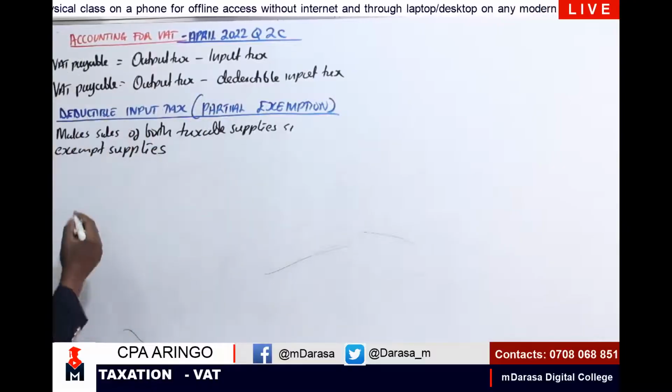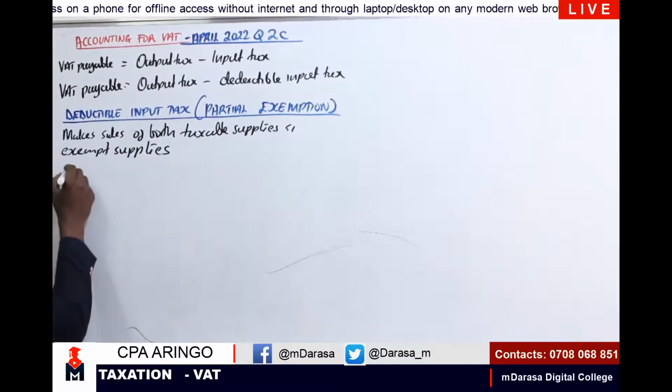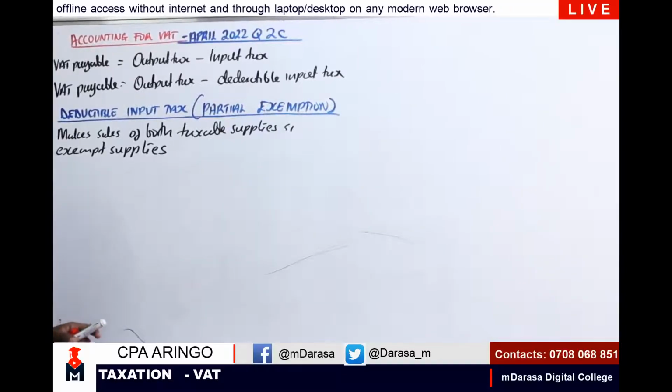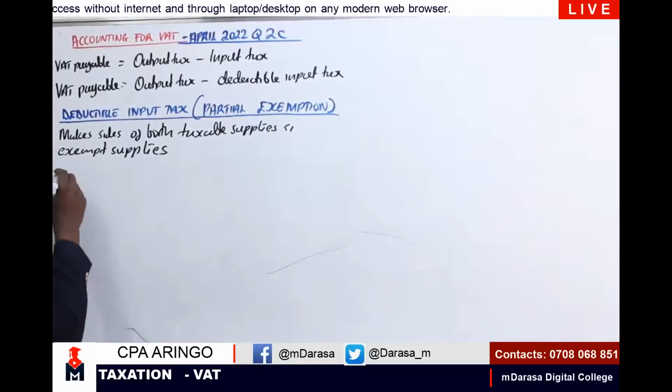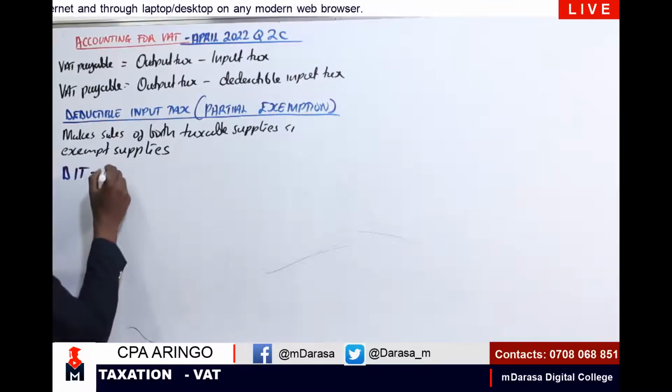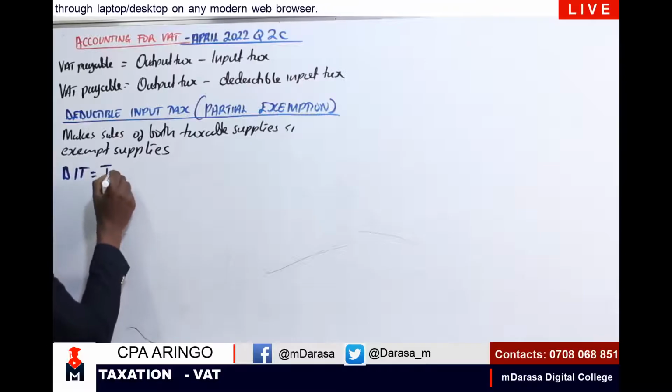The other key element that we should understand here is that for us to determine the DIT, we should always be having the following. DIT. We should always be talking, of course, of our total, or rather our taxable supplies.